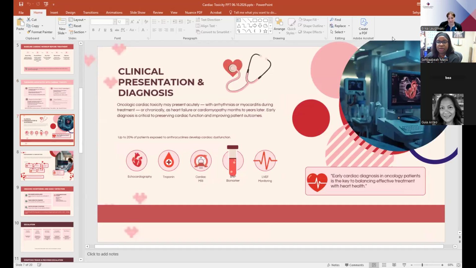Then we're looking at clinical presentation and diagnosis. Again, these oncologic cardiac toxicities may present acutely. We'll see arrhythmias or myocarditis. Tests are needed, so they're echocardiogram, troponins, cardiac MRIs, BNP biomarkers, and then left ventricular EF. So we're looking at the ejection fraction for these patients. We want to make sure that early cardiac diagnosis in oncology patients is key to balancing effective treatment with heart health.